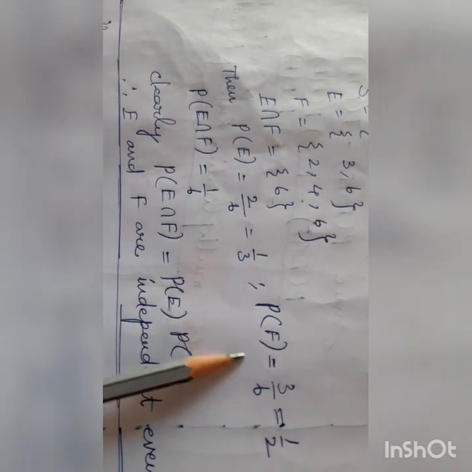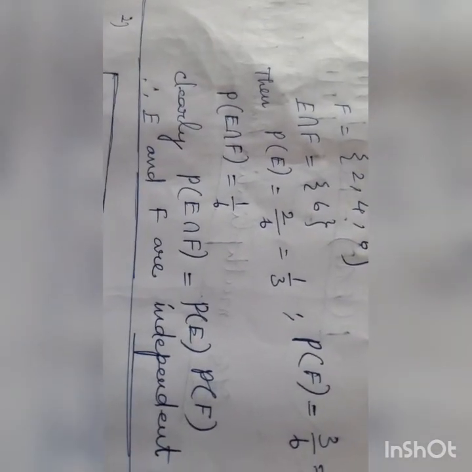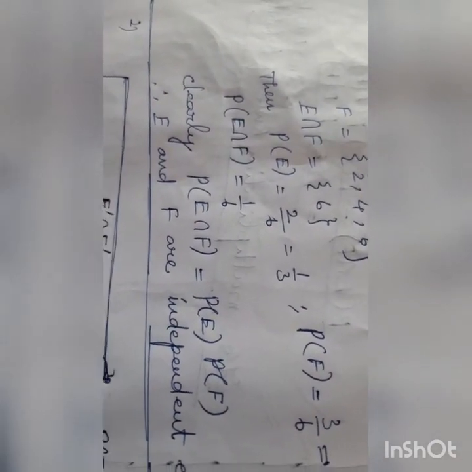What is P of E? 1 by 3. What is P of F? 1 by 2. You give me 1 by 3 and 1 by 2. What do you get? 1 by 6. Have you got 1 by 6? P of E intersection F is 1 by 6? Yeah, P of E intersection F is 1 by 6.